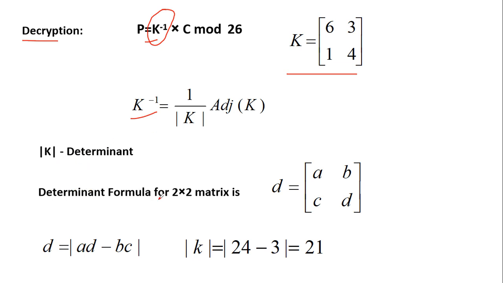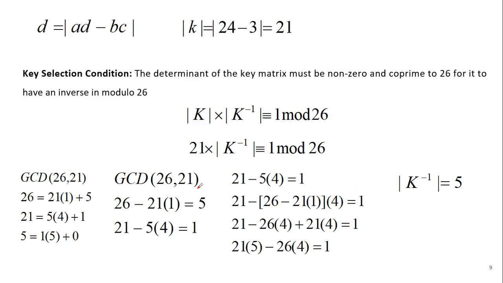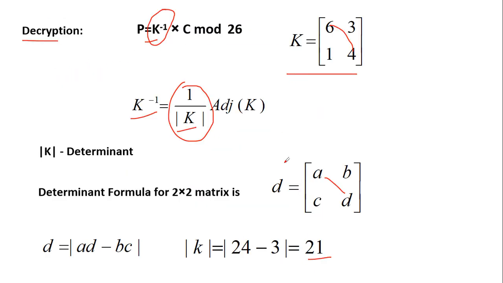Now the determinant for a 2 by 2 matrix, for example if the matrix is A B C D, the determinant is AD minus BC. So here our matrix is 6 3 1 4, and the determinant is 24 minus 3, which is equal to 21. Now this 1 by determinant of K is in the denominator. If we take it to the numerator side, it becomes an inverse. So we are taking this to the upper side, the numerator side. Now see, the determinant of K is equal to 21.